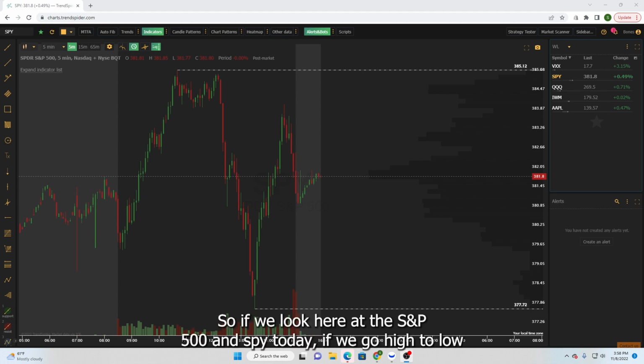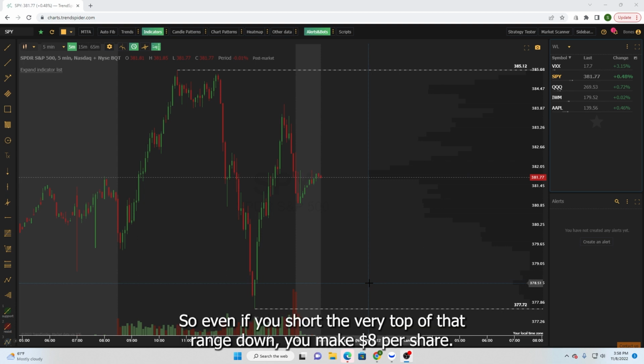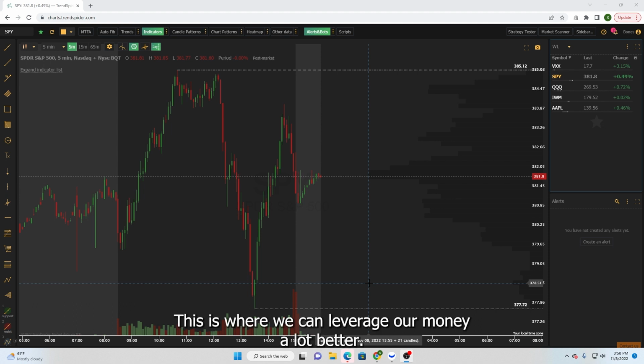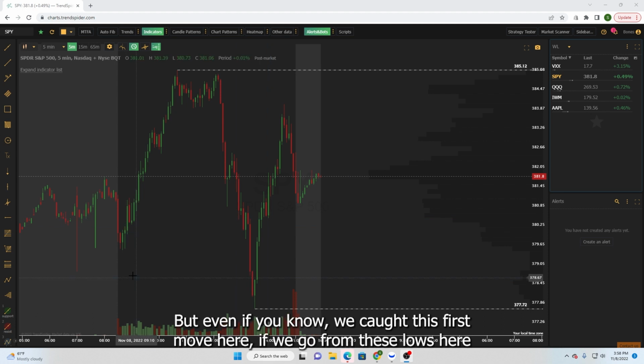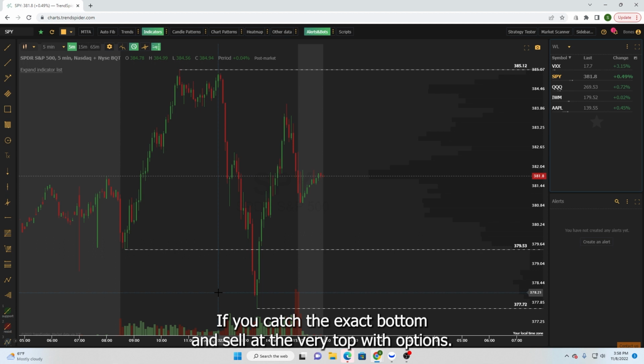So if we look here at the S&P 500, SPY today, if we go high to low, 385.12 to 377.72, that's about a $7.50 to $8 range. So even if you short the very top of that range down, you make $8 per share. You have to put in at least, what, 385 at that top level. With options, this is where we can leverage our money a lot better, and I'll give an example of that in a second. But even if we caught this first move, from these lows up to that 385.12, if you're buying shares, you're making about $6 per share if you catch the exact bottom and sell at the very top.